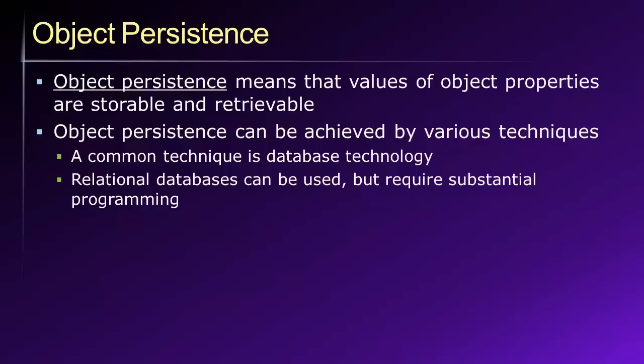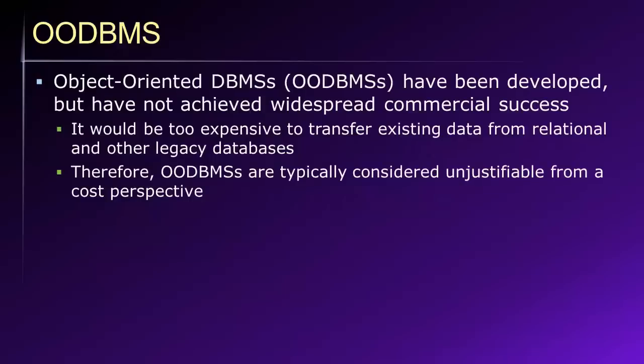For this purpose, normal relational databases can be used, but doing so requires substantial additional programming. To address this problem, several vendors have, over the past few decades, developed a type of database management system known as an object-oriented database management system. And the purpose of these object-oriented database management systems is to provide the ability to easily store and retrieve objects for use by software programs that are built using the object-oriented paradigm.